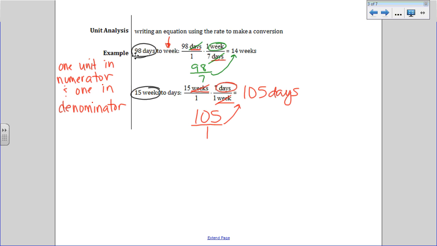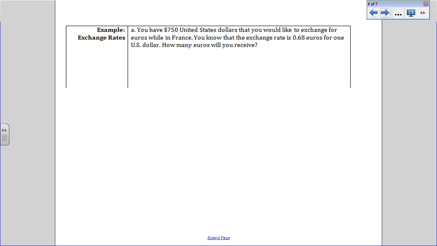And some of you are probably sitting there going, Ms. Woodard, I know, divide, multiply. Great. So let's take a look on the back side now at using unit analysis for some things that we might not necessarily know right away. You have 750 United States dollars that you'd like to exchange for euros while in France. You know that the exchange rate is 0.68 euros for 1 US dollar. How many euros will you receive?